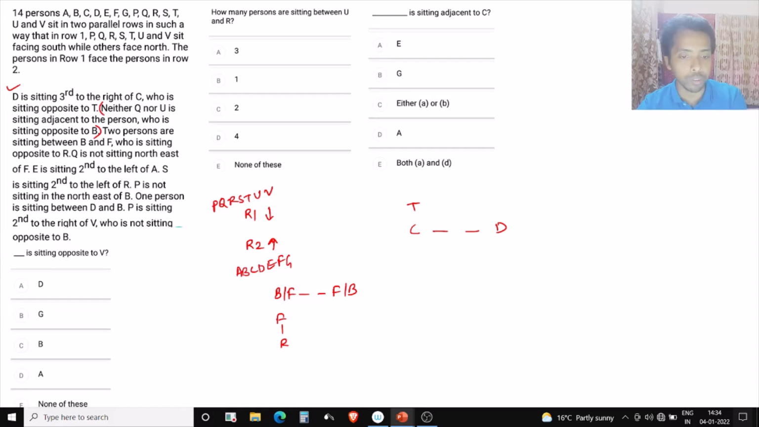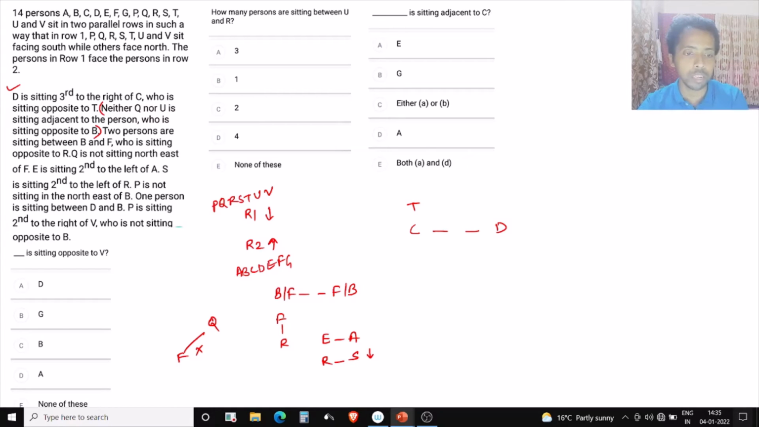Q is not sitting northeast of F, right? This will not come. E is sitting second to left of A. S is sitting second to left of R, like this. You may ask that I have drawn it like S sits second to right of R. No, this is not the case. Remember one thing, that P, Q, R, S, T, U, we are all sitting facing south direction. So on the basis of that south direction, S is sitting second to left of R.